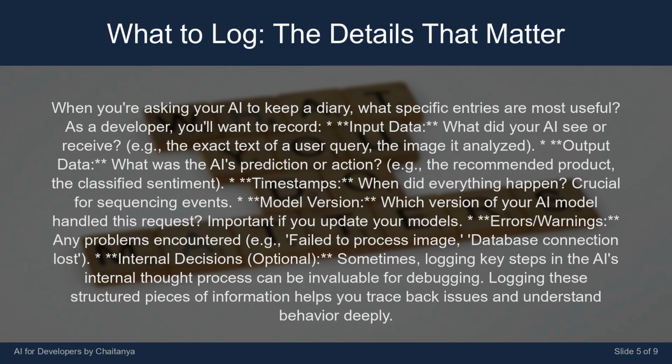Crucial for sequencing events. Model version. Which version of your AI model handled this request? Important if you update your models. Errors, warnings. Any problems encountered, e.g., failed to process image, database connection lost. Internal decisions. Optional. Sometimes logging key steps in the AI's internal thought process can be invaluable for debugging. Logging these structured pieces of information helps you trace back issues and understand behavior deeply.